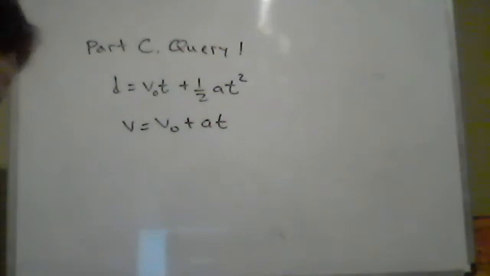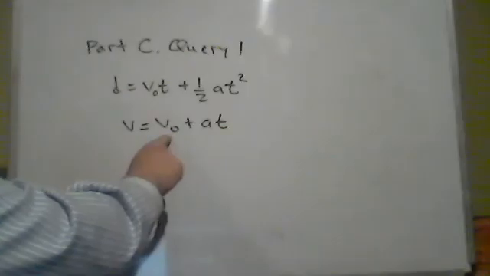All right, now query number 2. Would the graph of the velocity versus time in table 4 be a straight line or a curved line? What do you think? Anybody? Straight line or curved line? What do you think for velocity? Is this a straight line or a curved line?